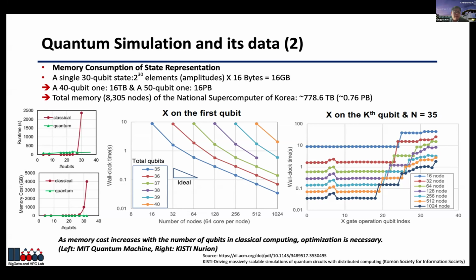And more importantly, if you look at the left bottom figure, it shows the memory cost based on the increasing number of qubits. It means that as we increase the number of qubits, the data grows exponentially, and we cannot fit all the data into the HPC system. KISTI's HPC system has 0.76 petabytes of total memory across the entire node, but that can only scale up to 43, 44 qubits when we are trying to do the full state simulation.